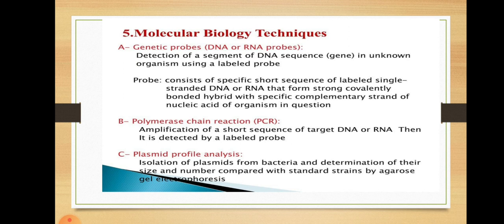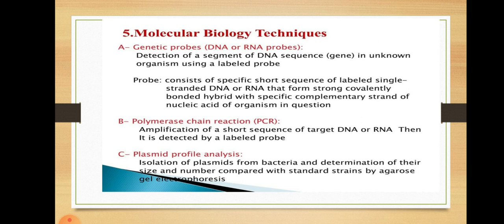A probe is nothing but a specific short sequence of labeled single-stranded DNA or RNA that forms a strong covalently bonded hybrid with specific complementary strands of nucleic acid of the organisms in question. The next popular method is polymerase chain reaction, or in short PCR. Here, amplification of a short sequence of target DNA or RNA is obtained. Then it is easy to detect using a labeled probe.